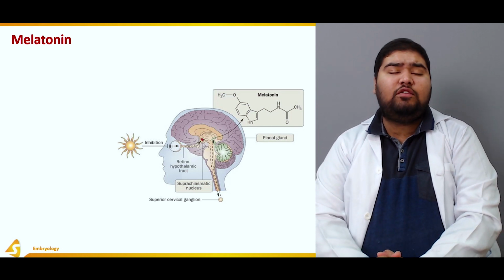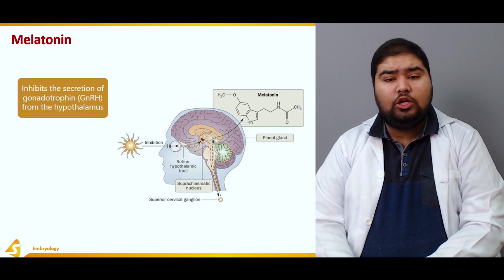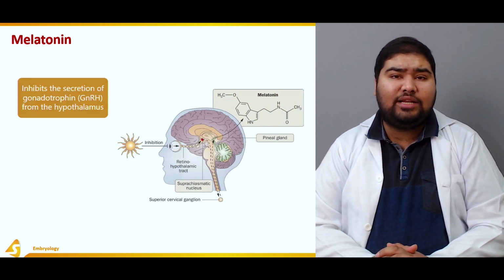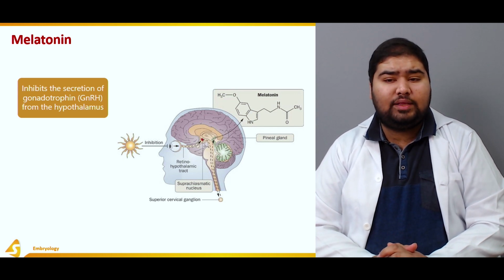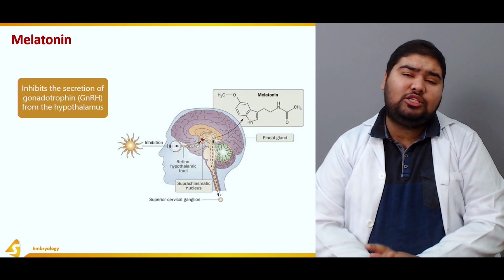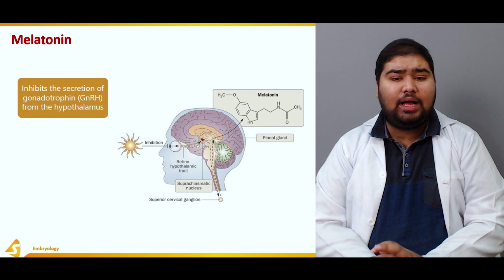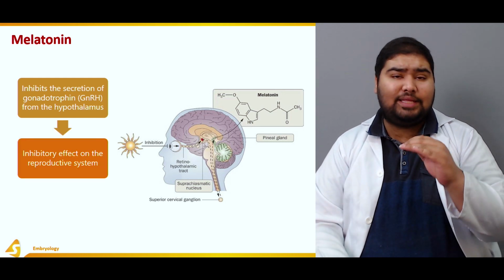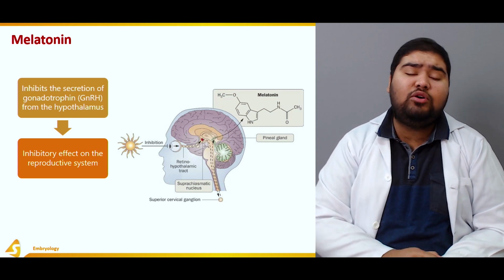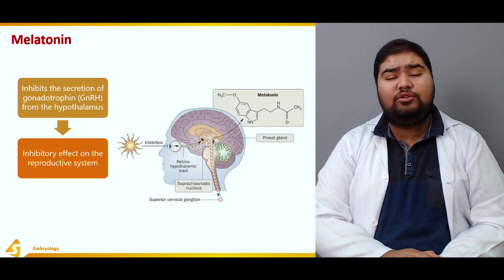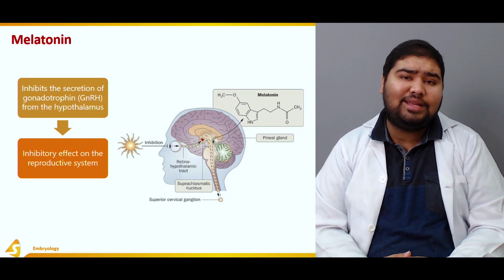Now let's see the function of melatonin, as to what melatonin does in the body. It inhibits the secretion of gonadotrophin releasing hormone from the hypothalamus. So GnRH, which is gonadotrophin releasing hormone, is inhibited from the hypothalamus. This inhibits the gonadotrophins. The gonadotrophins are the hormones that are responsible for the secondary sexual characters in adults.